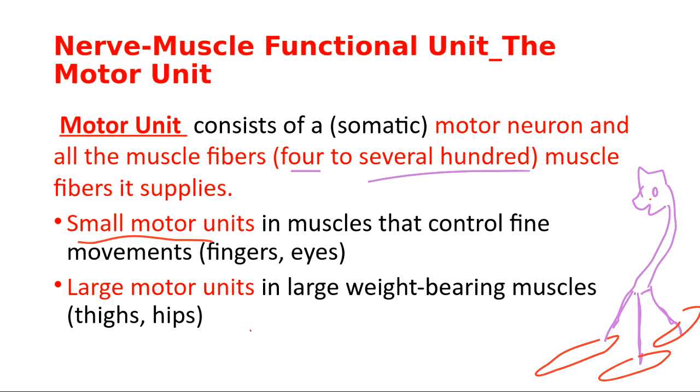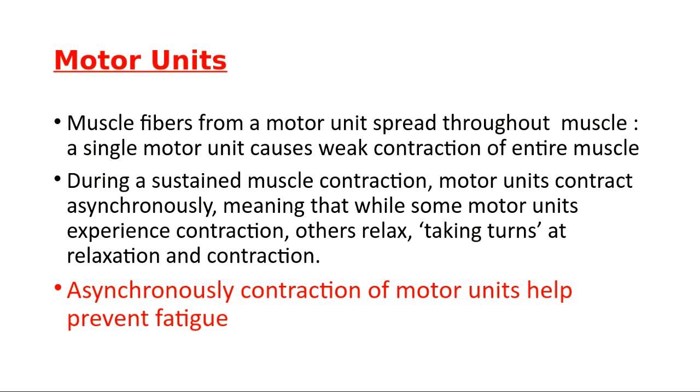Muscles that require a lot of precise movement will have small motor units. So muscles of the fingers or muscles of the eyeball, the extraocular eye muscles, will have small motor units. Muscles that do not require fine motor movement, but rather are large weight-bearing muscles, are going to have large motor units. For example, the muscles of the thigh or the hips or the calf. So you should definitely know the principle of what a motor unit is and the difference between a large motor unit and a small motor unit, and the types of muscles where you find large or small motor units.